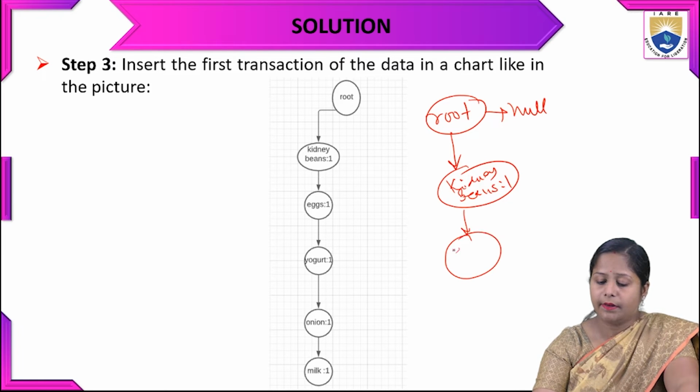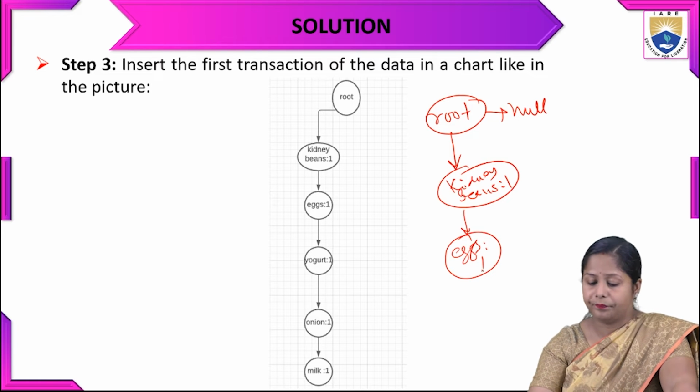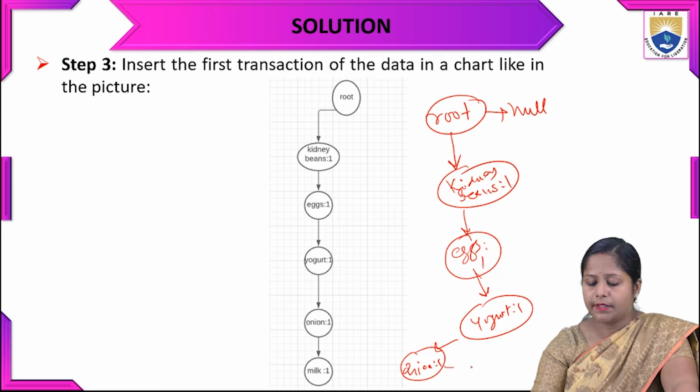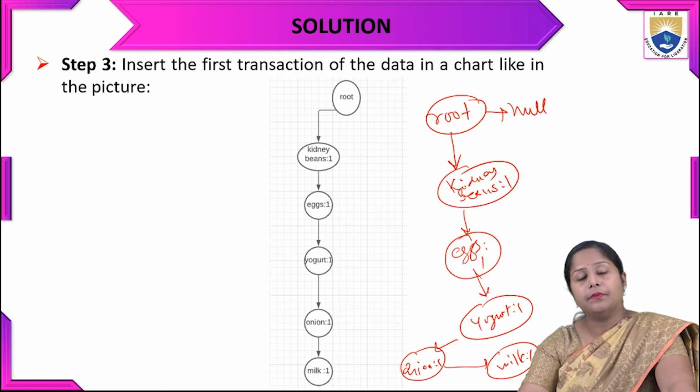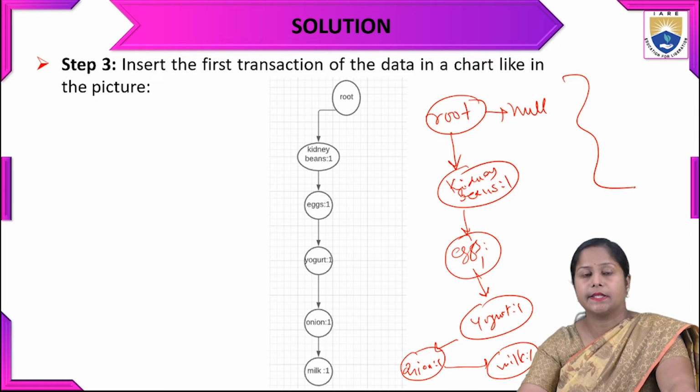So now again eggs. X will be the 1. So the frequency is 1. Again yogurt 1. Yogurt 1. So 1. Like this onion. Onion is 1. Onion is 1. So like this milk is the last item. So that all will be for the first transaction, right?